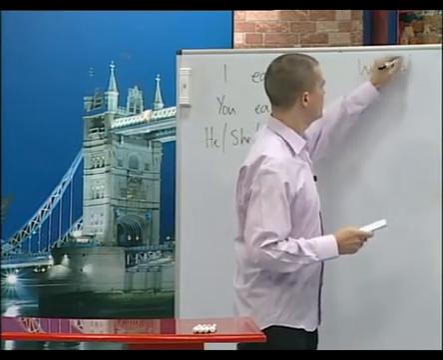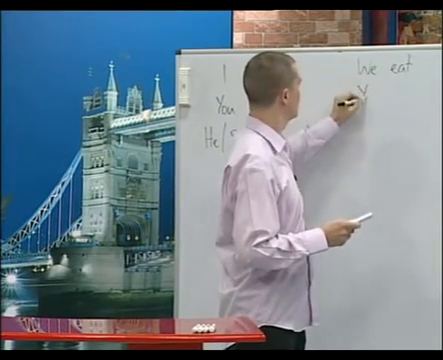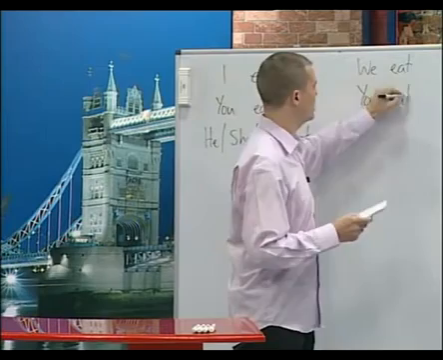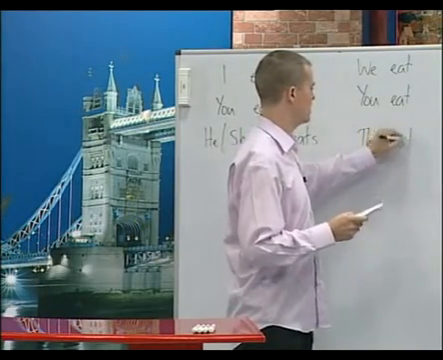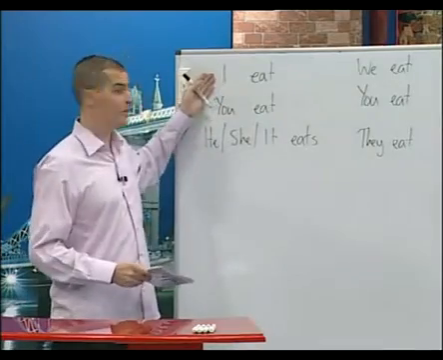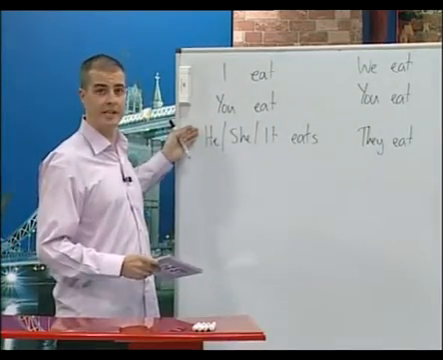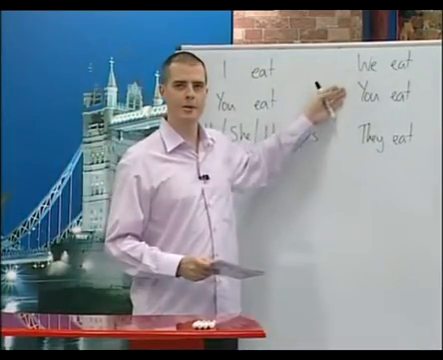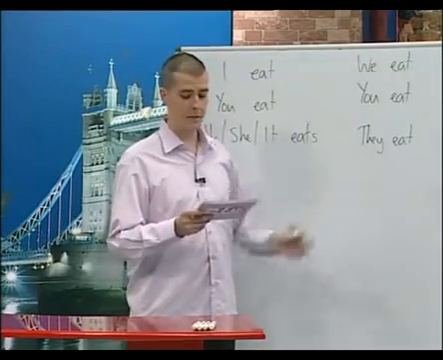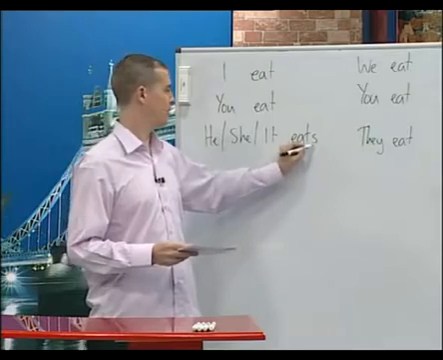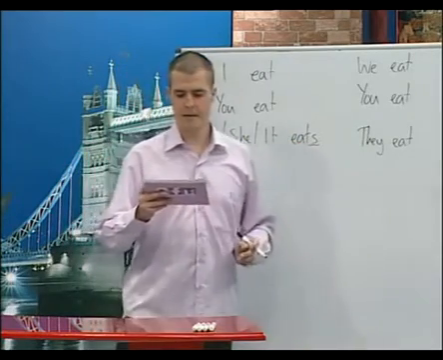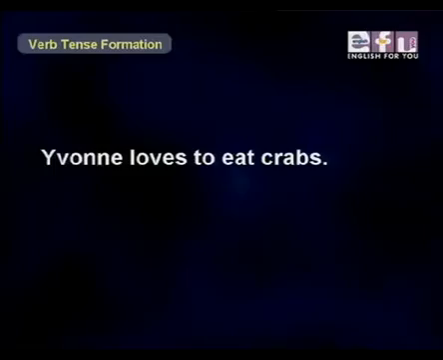We eat. You eat. They eat. I eat, you eat, he, she, it eats, we eat, you eat, and they eat. Now the verb after he, she, or it has a final S. For example, Yvonne loves to eat crabs.